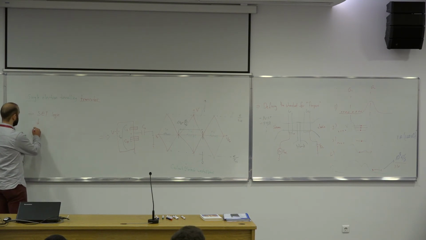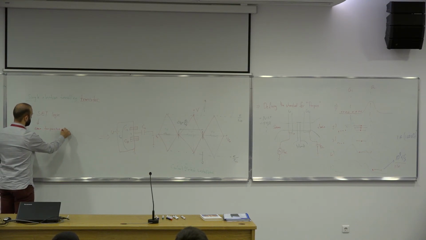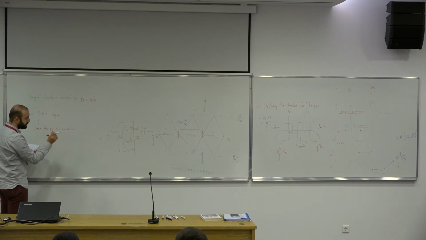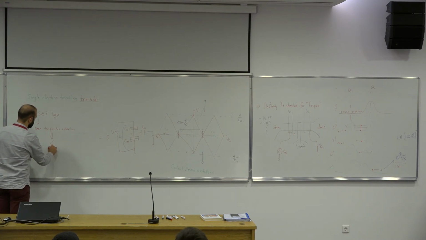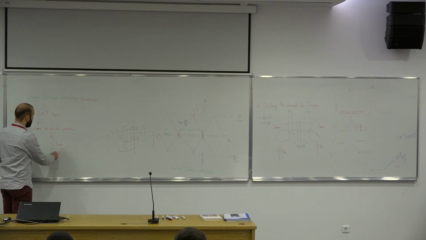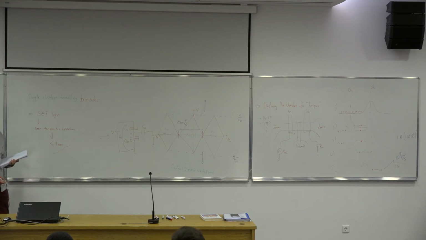But room temperature operation means that the island size, the region of the quantum dot, should be less than 1 nanometer so that the electrons can still preserve their coherence. But the problem here is that fabricating such structures is nearly impossible.